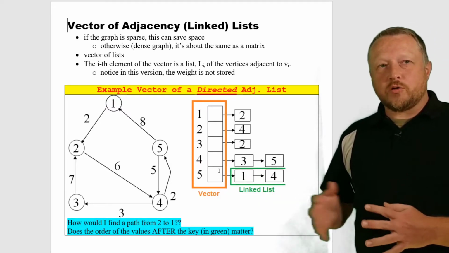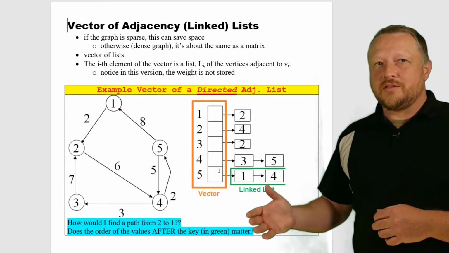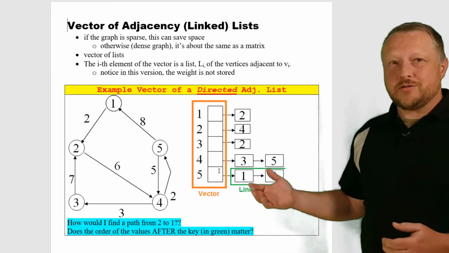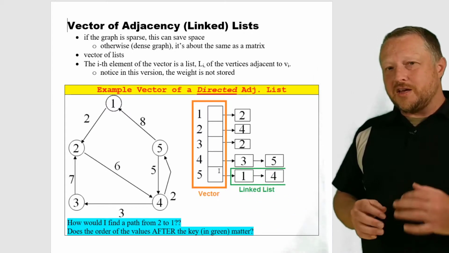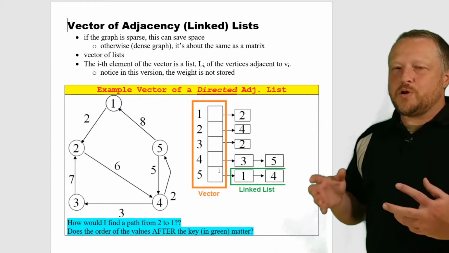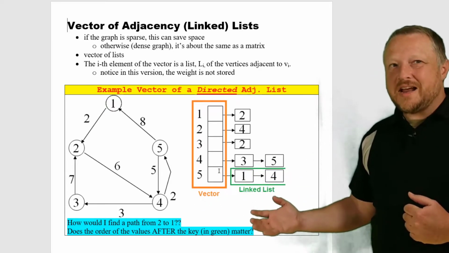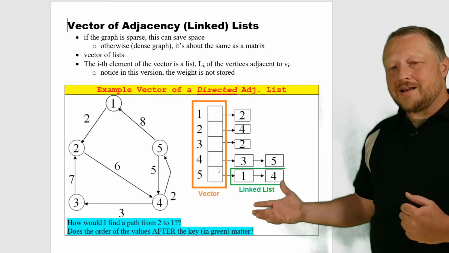So if you look at the graph, 5 can get to 1 and 5 can get to 4, and there it is represented in the overall graph. And the nice part is you're definitely used to vectors. You guys are used to linked lists, so this isn't very hard. And again, the beautiful part is that's the graphical version of it. This is the data version of it.